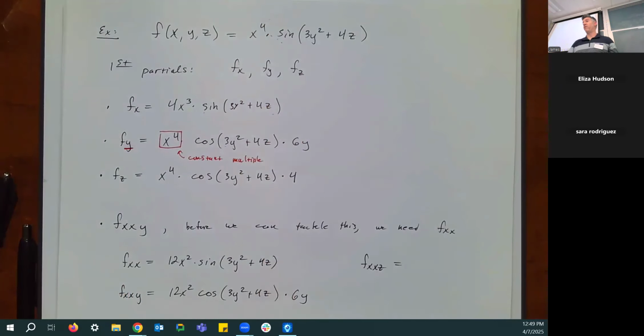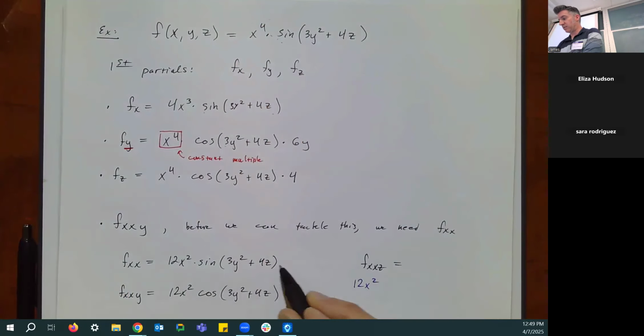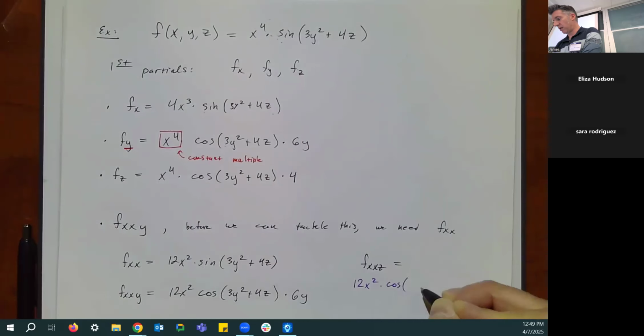And now I take the derivative of that with respect to z, I should have the 12x squared hanging out. And the derivative of sine of some stuff is, again, cosine of that stuff multiplied by the derivative of the inside stuff, which is now 4 since we're differentiating with respect to z instead of with respect to y.